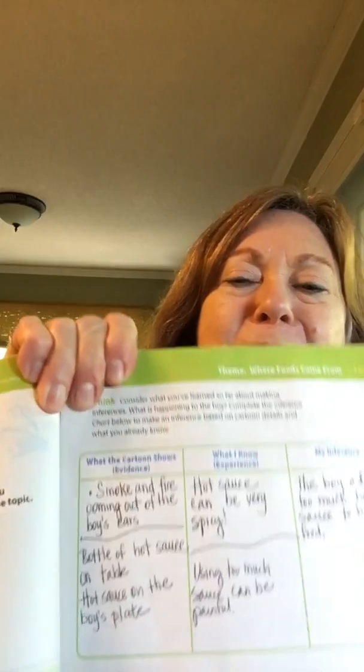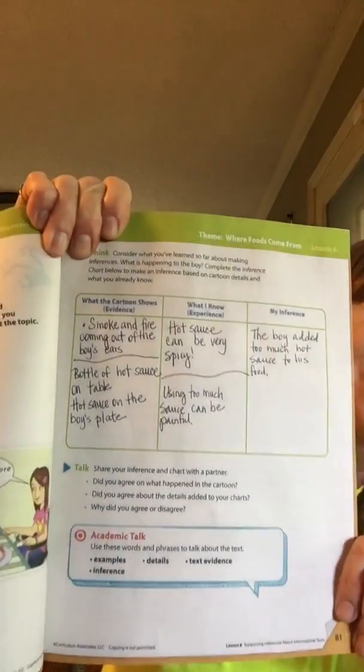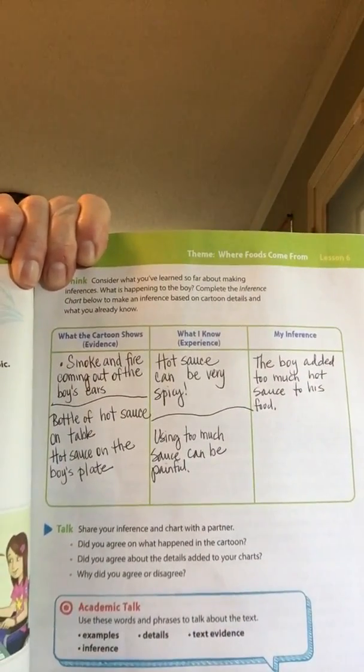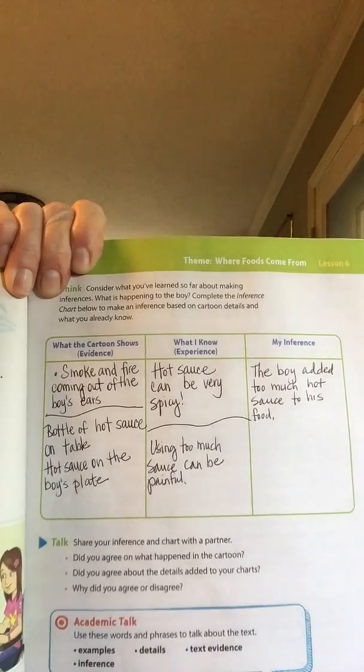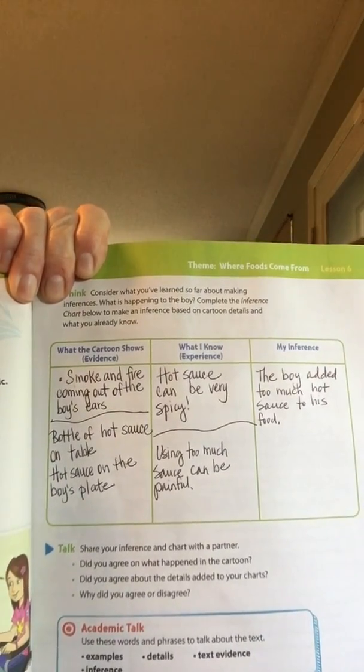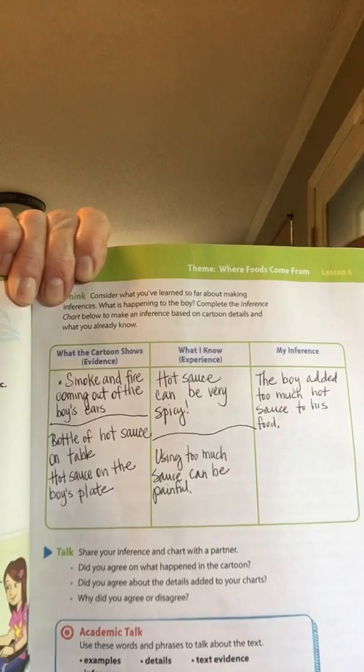And as you can see, here are the answers. I'm going to read them off, so you may want to pause this to check with your answers. It said what the cartoon shows. Okay, there were several things the cartoon showed, but the most relevant things were smoke and fire is coming out of the boy's ears, and there's a bottle of hot sauce on the table. Also, there is hot sauce on the boy's plate.